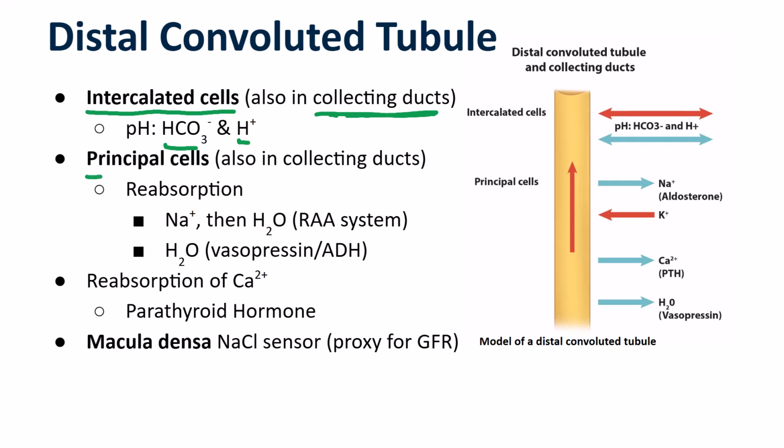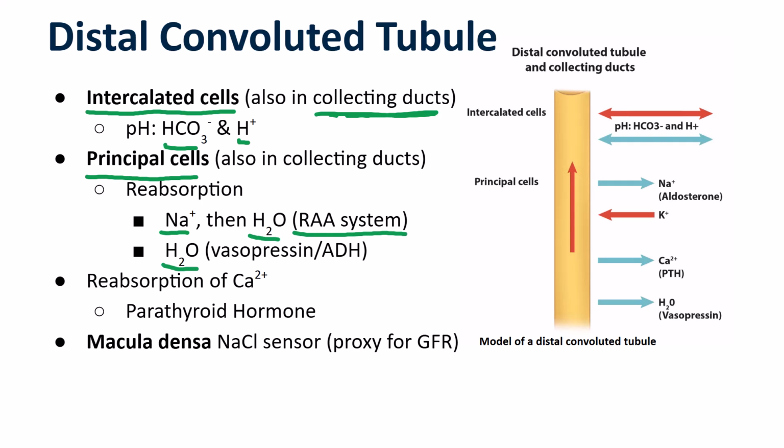There are also principal cells, and the role of principal cells is to help with the reabsorption of sodium, and following sodium comes the reabsorption of water. This is something which is aided by the RAA, or the renin-angiotensin-aldosterone system. And also, principal cells are capable of reabsorbing water with the secretion of vasopressin, or antidiuretic hormone.